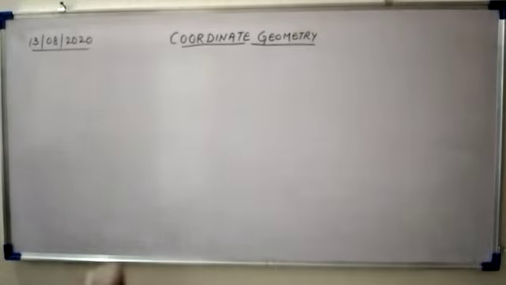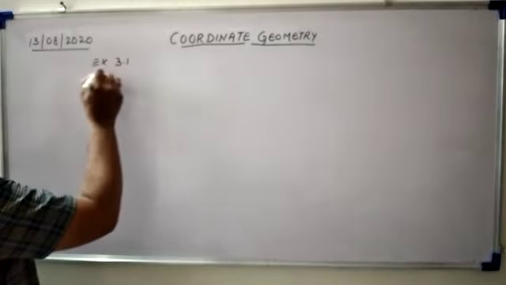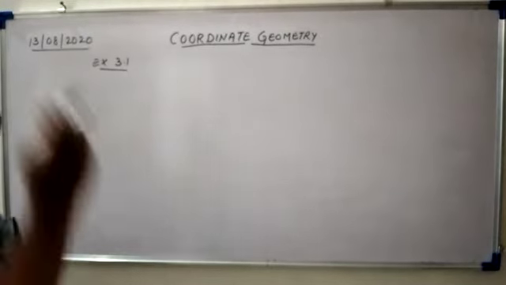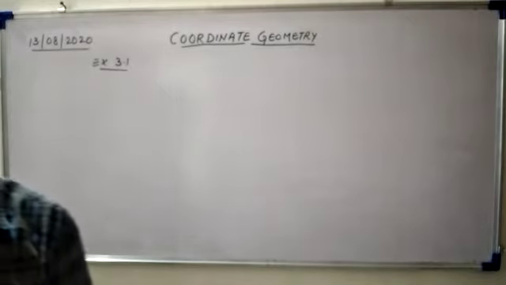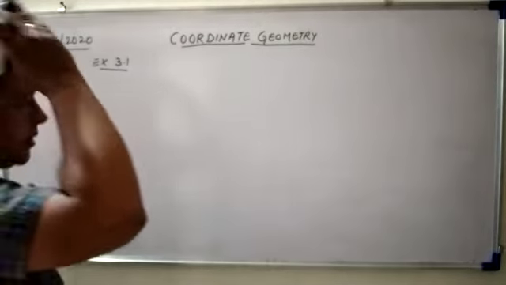Now today we will take the exercise. This is the first exercise, 3.1. We solve the questions. The first question says, how will you describe the position of a table lamp on your study table to another person?